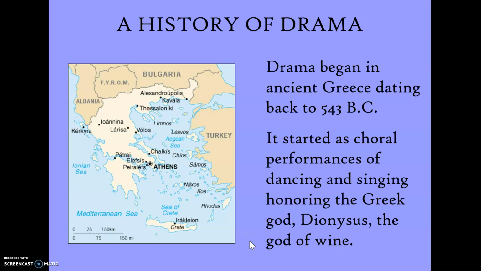So let's look at a short history of drama, how it started, where it came from. So drama actually began in ancient Greece, and it dates back to 543 BC. So this means 543 before Christ. Sorry. And it started as a choral performance of dancing and singing. So you had people who danced and sang and honored the Greek god Dionysus, the god of wine.